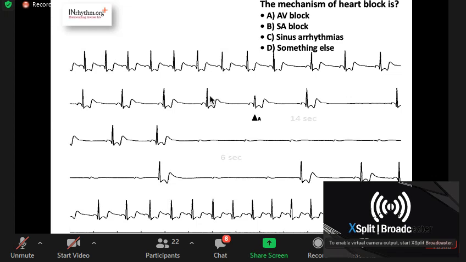We'll call Rajan. Rajan, unmute yourself and try to tell something about this ECG, and apply the same principle that you have discussed till now.